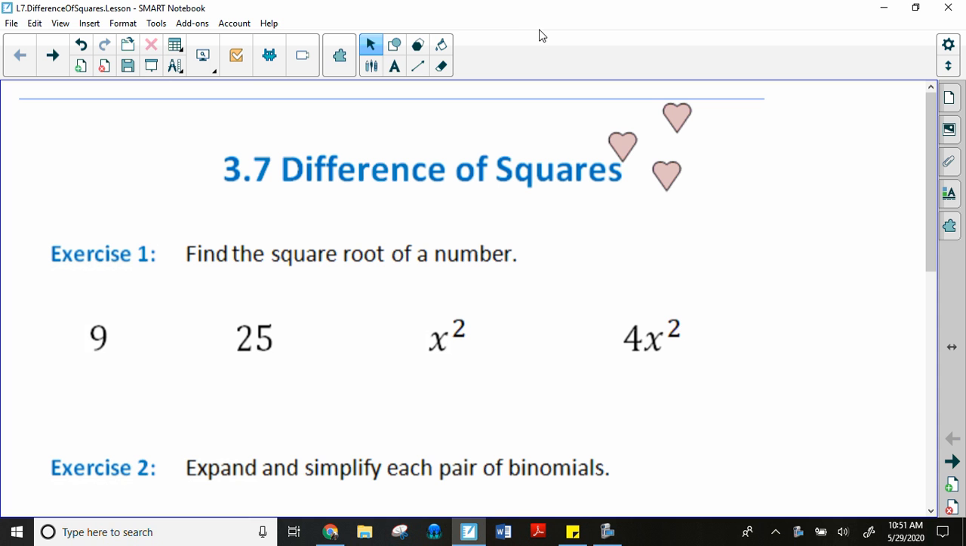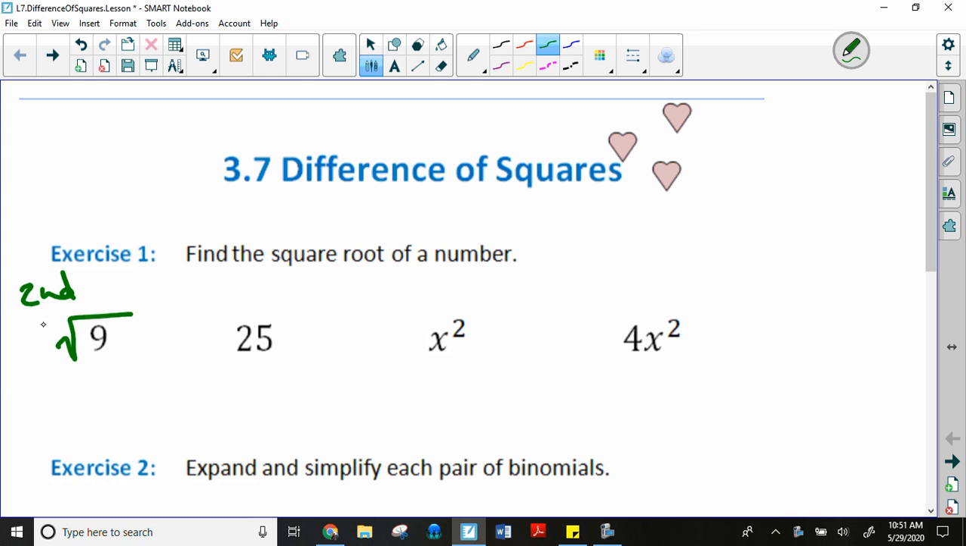Okay, so how do you find the square root of a number? Square root is this button on the calculator. For a lot of people, you have to press second or shift, and sometimes it's second this button, and the little square root is on top. So the square root of 9 is 3, because 3 times 3 gives you 9. The square root of 25 is 5.